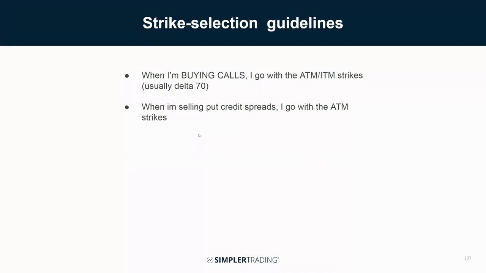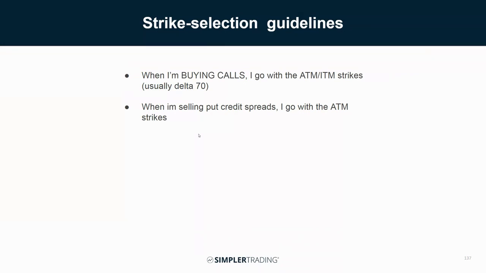Delta 70, you're not as worried about premium decay. You buy a deep out the money call, you better catch that move and you better catch it immediately. Delta 70 is far enough in the money where we're not too worried about premium decay immediately, but at the same time, it's not so far in the money that it's crazy expensive and we're not getting a good bang for our buck. So that's kind of what I was taught years ago.